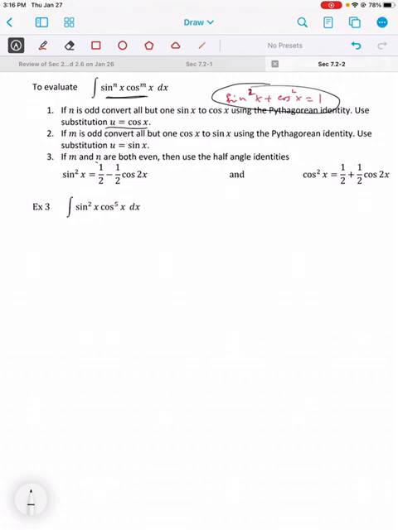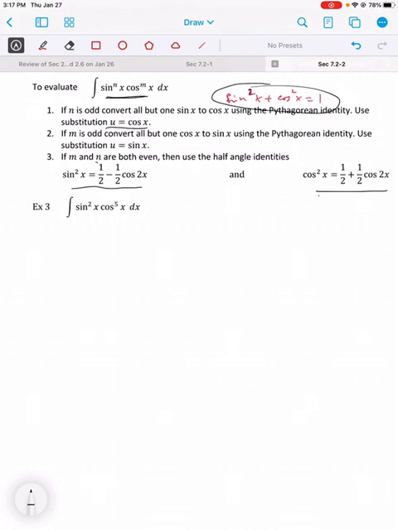In the same way, if m is odd and n can be anything, we can use a similar approach: we use the Pythagorean identity to change the cosine into sine, and then use the substitution u equals sine x. On the other hand, if m and n are both even, then we will use the half angle identities, which I showed you in the last videos.